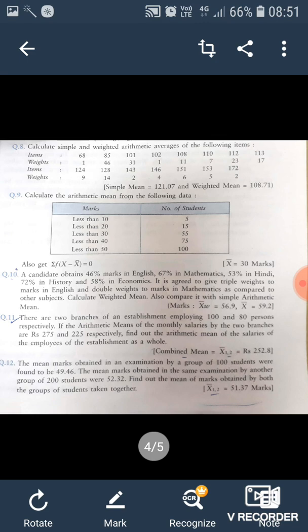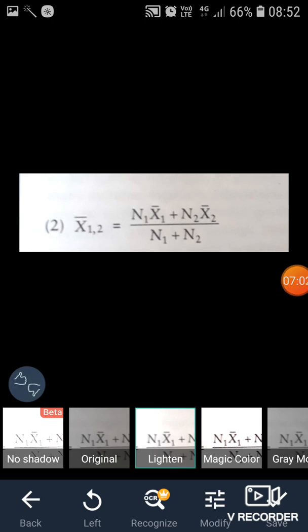You are given 2 branches of an establishment employing 180 persons. So N1 is 100 for the first establishment and N2 is 80. The arithmetic mean of the salaries of the 2 branches is given as 275 and 225. X bar 1 is 275, X bar 2 is 225. So we will apply the formula of combined mean. See the formula: (N1 X bar 1 + N2 X bar 2) / (N1 + N2). This is the formula you will apply to solve your question.